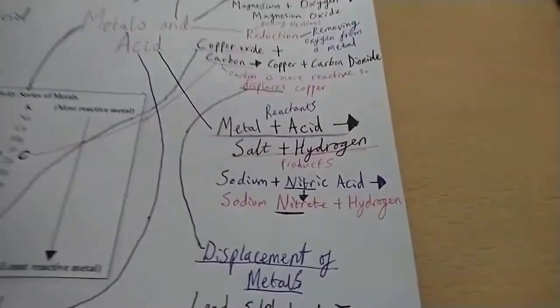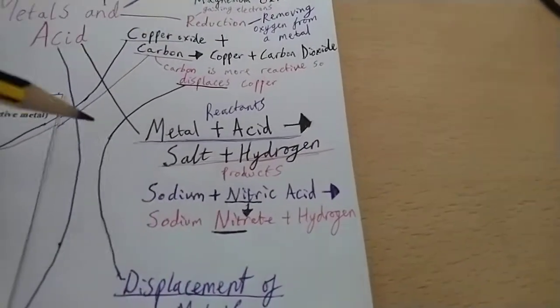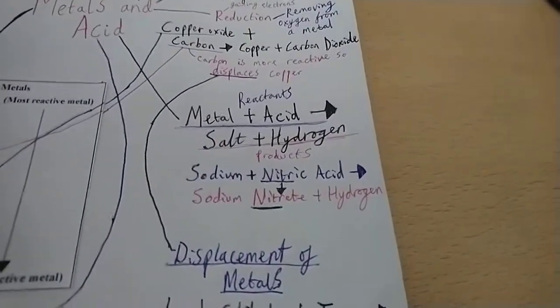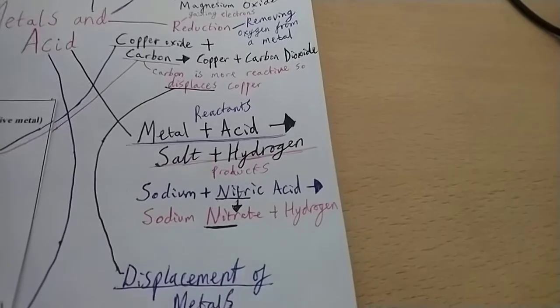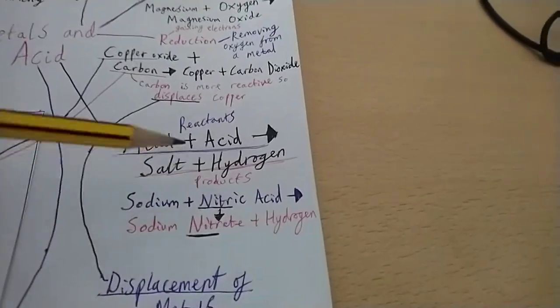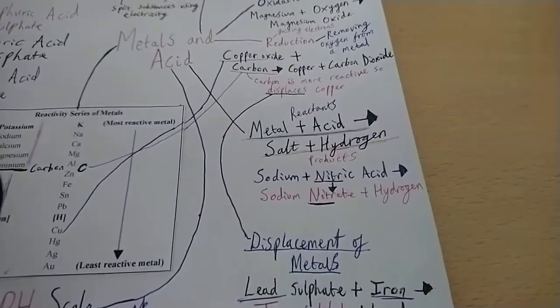So, the main topic, metals and acid. They're the reactants, and salt and hydrogen are the products in this reaction. So for example, if we use sodium as the metal and nitric acid as the acid, sodium plus nitric acid turns into sodium nitrate plus hydrogen.